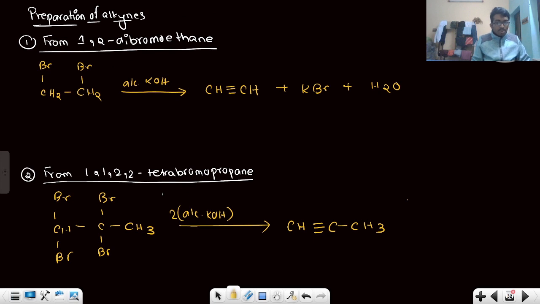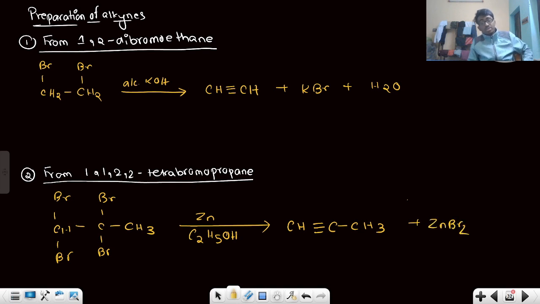Before I move on, remember that instead of alcoholic KOH, which was used above, I can also use something else. Better to use zinc coupling with an alcohol. This will end up forming ZnBr2. This is called reduction using zinc coupling. Clear? Zinc alcohol couple. Done.